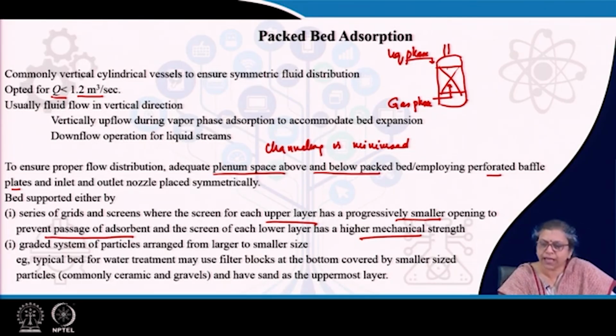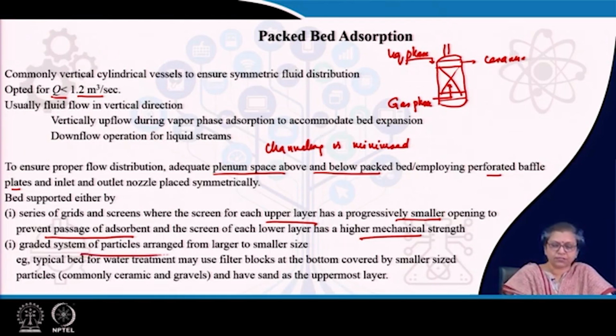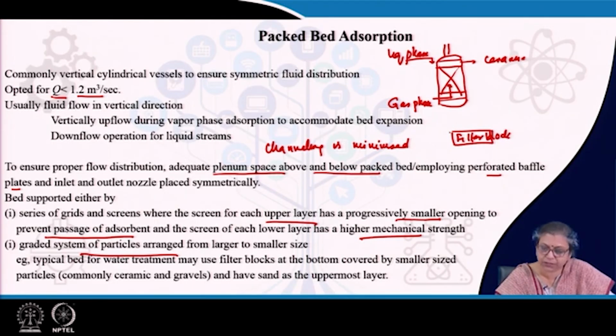Usually, over and above this adsorbent, we have some larger size particles, say ceramic particles or something. It not only keeps the bed in place, but through these ceramic particles, the pressure drop is also managed. Definitely, when we have larger particles, the interfacial area decreases, but along with that the pressure drop is also less. We can also have a graded system of particles arranged from larger to smaller size. For example, for water treatment, at the bottom we can use some filter blocks, and above the filter blocks we might have ceramic or gravel particles, and above this we can have sand particles.